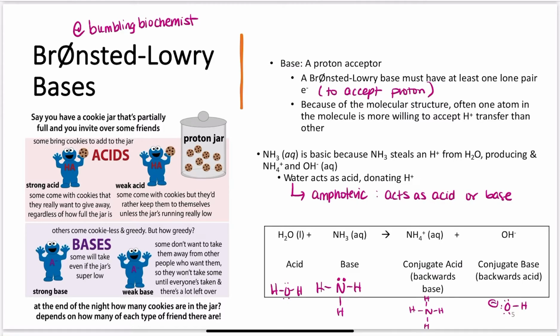Bases are things that will take the protons. So strong bases will always take the proton, will always take the cookies, no matter if the jar is low or not, whereas weak bases will take the proton sometimes. Ammonia is a weak base. It's going to take the proton if it's possible, but if there's not very many protons around, it will wait. At the end of the night, how many cookies are in the jar? It depends on how many of each type of friend there are.